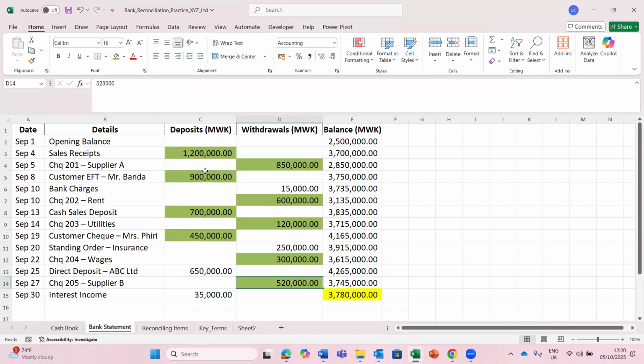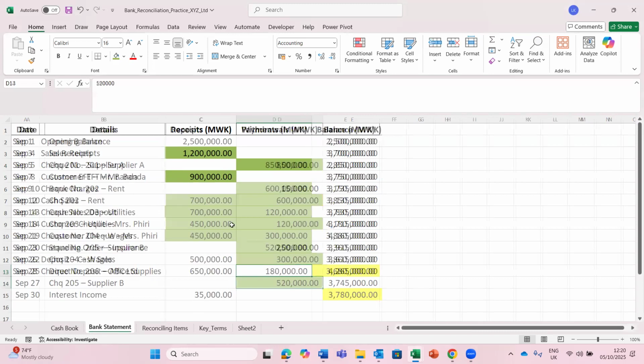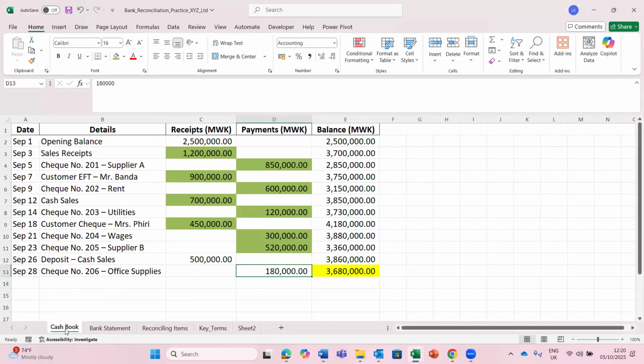All right. So these greens are the ones which have agreed. Okay. The cash book has transactions which are also on the bank statement. Right. So now let's focus on the transactions which are not on either side.